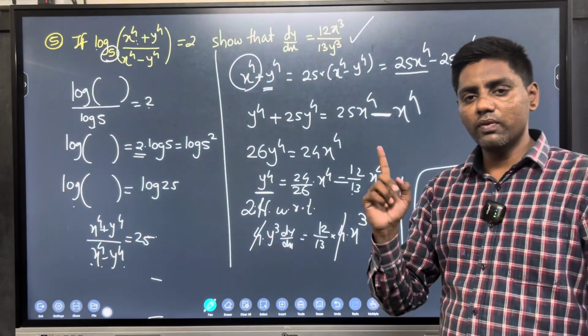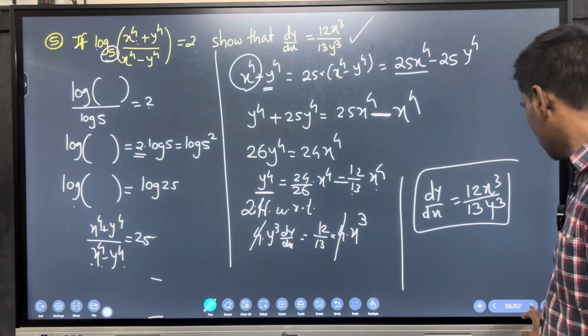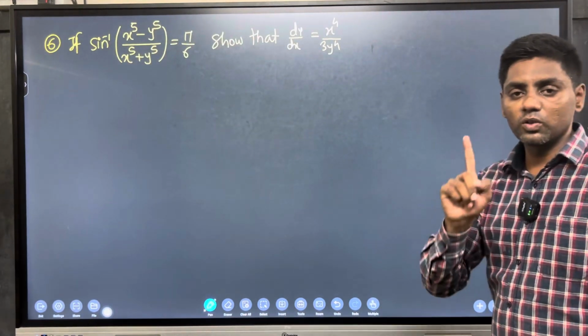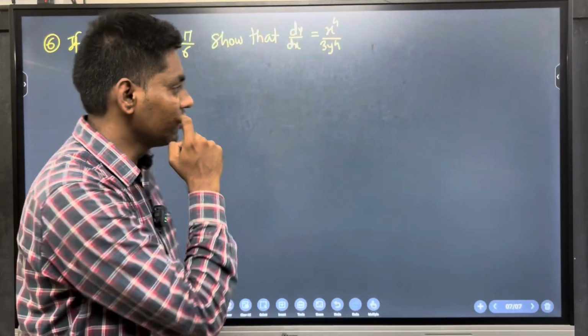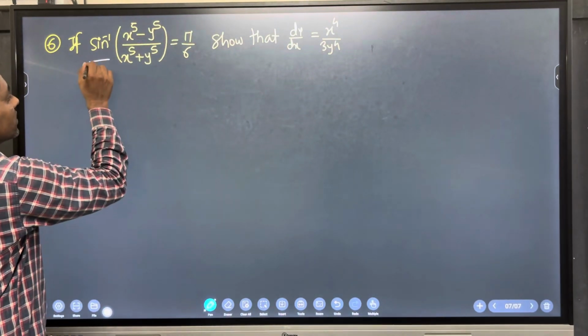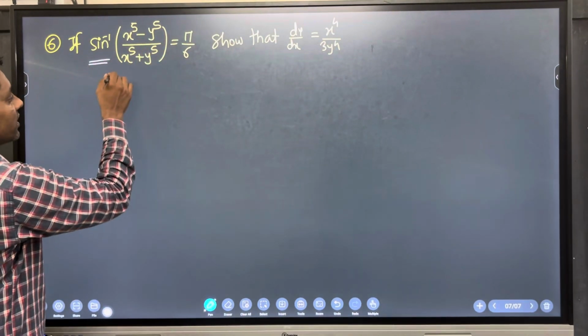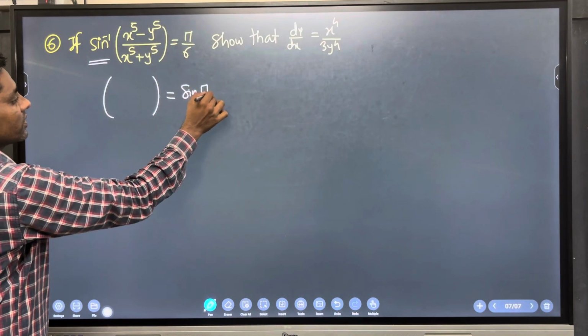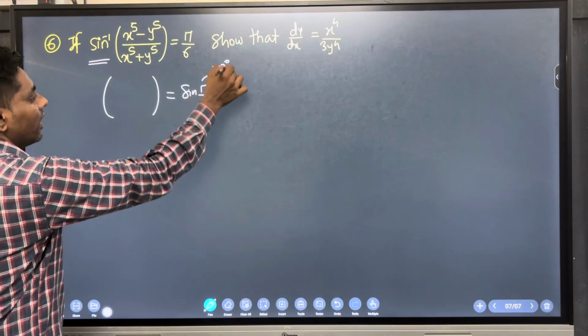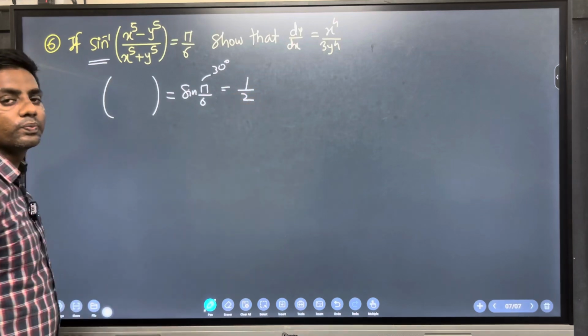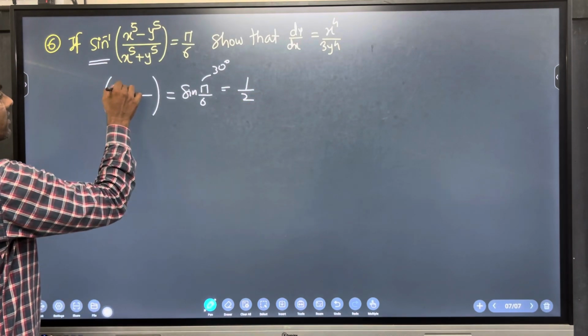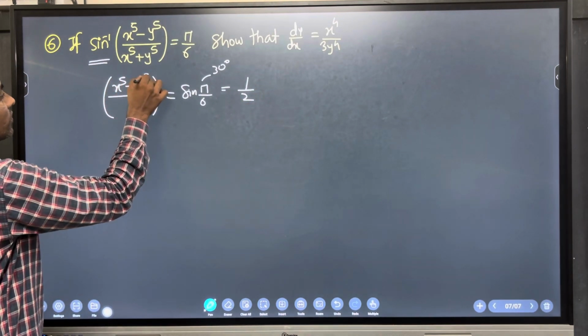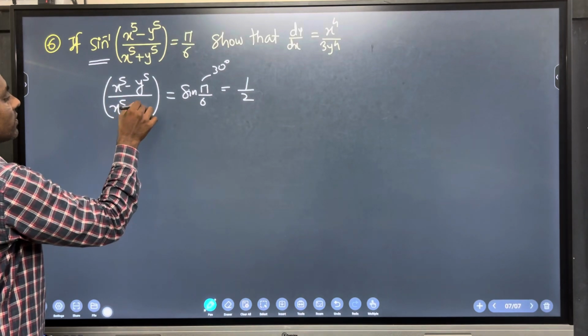And I request everyone to solve the last question. The last question is very easy. I will only tell you the first step. And the first step is, this is the sine inverse, when it goes to that side, it becomes the bracket equals sine of pi by 6. Remember, this is 30 degrees and sine 30 degrees is 1 by 2. And the bracket is as it is, that is x raised to 5 minus y raised to 5 over x raised to 5 plus y raised to 5.